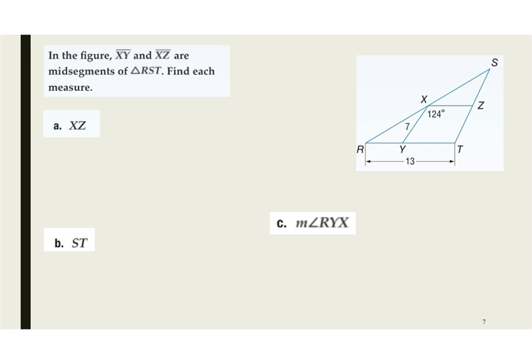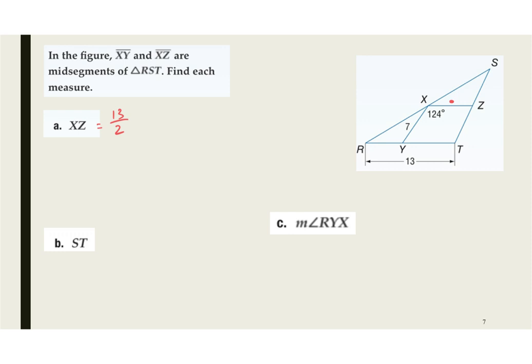So let's practice. Here we go, we have a triangle. This triangle has a mid-segment, has 2 of them actually. So we need to find all the different measures. So first up, we need XZ. So this one right here, it is the mid-segment. It's opposite of RT. And since the mid-segment is 1/2 of the base, that means that XZ is going to be 1/2 of 13. Just like that.